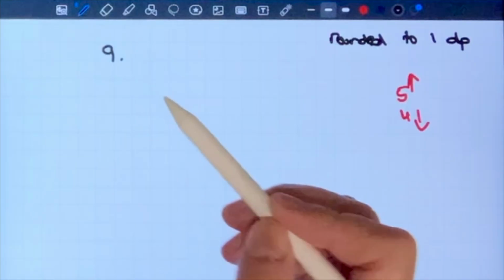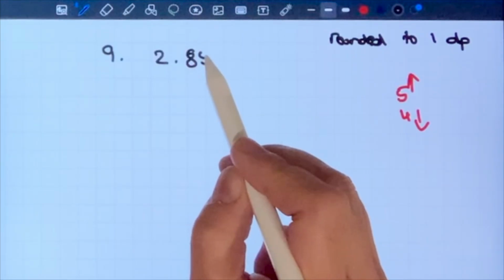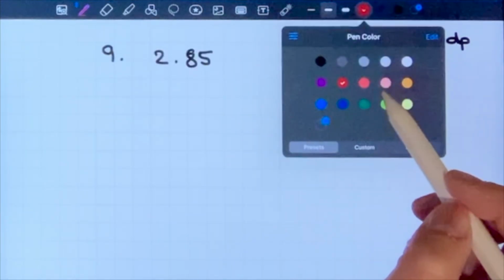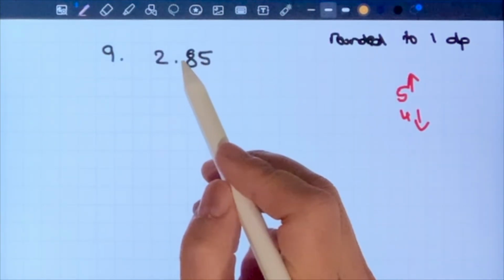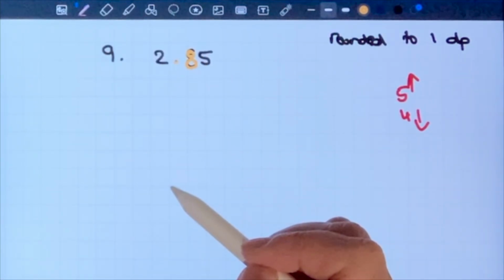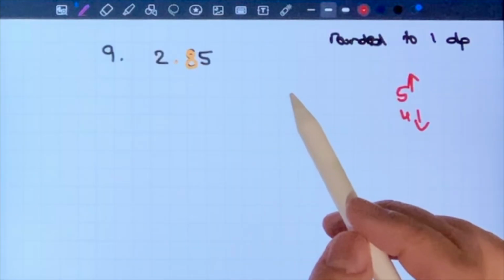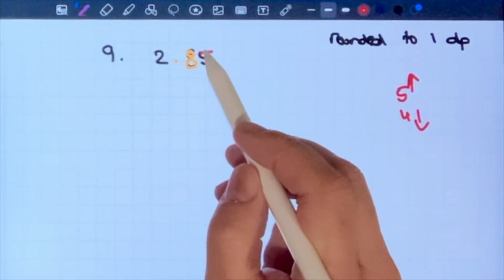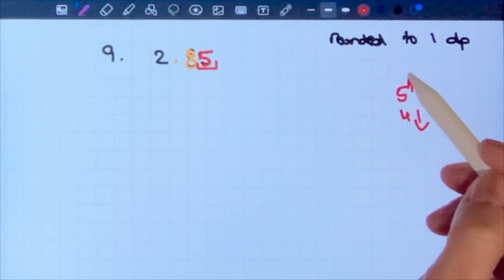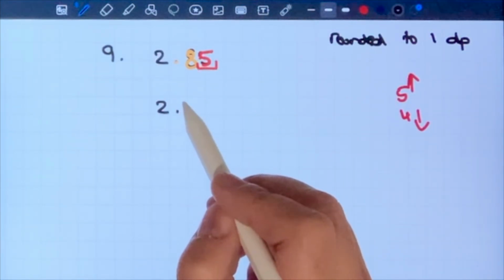Okay, example number 9. 2.85 rounded to one decimal place. So hopefully you're getting the hang of this now. There's my decimal. This is the one decimal place. So now I need to identify my critical digit immediately to the right, and it's a 5. 5 and above gets rounded up. So this will become 2.9.